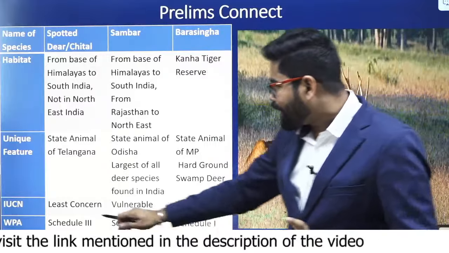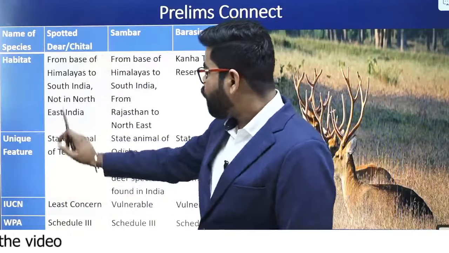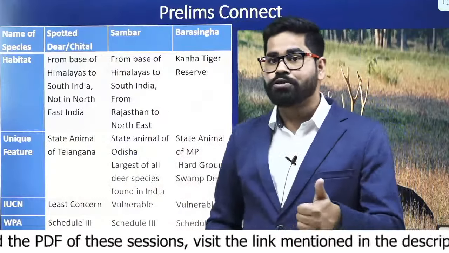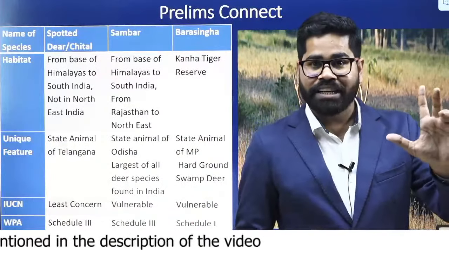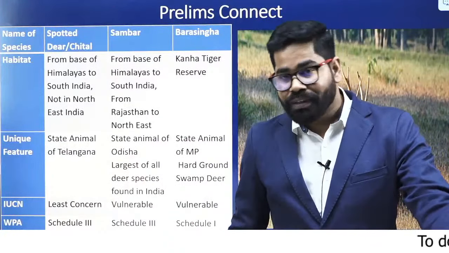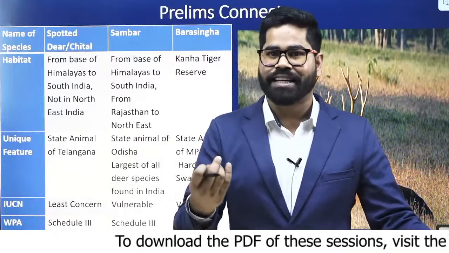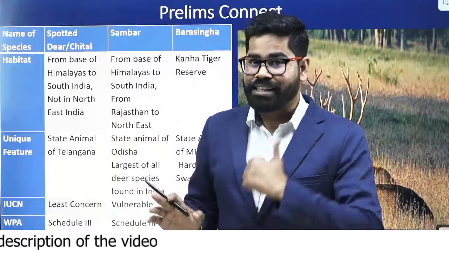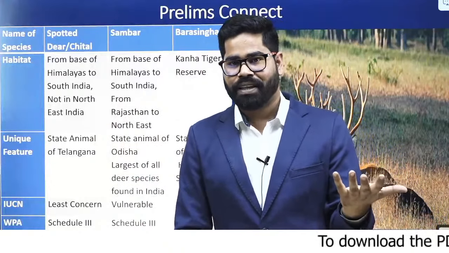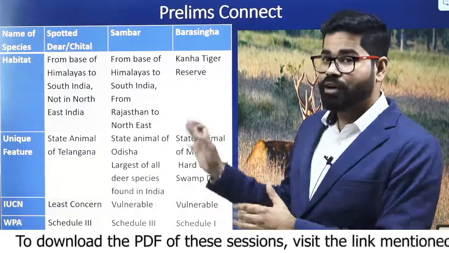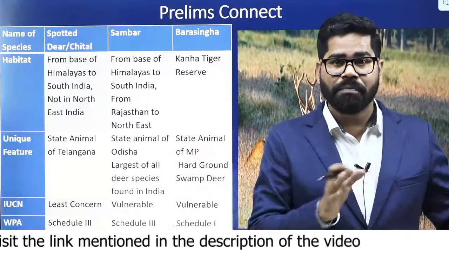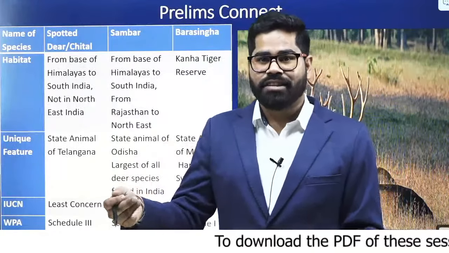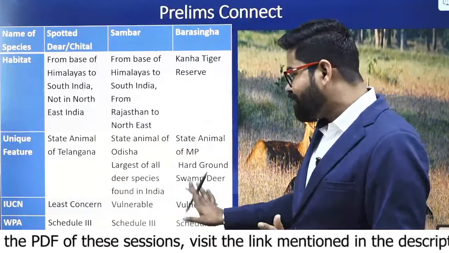When you look at its IUCN status, see this spotted deer, it is least concern. Sambar is vulnerable. And Barasingha is also vulnerable. Now see, earlier Barasingha was endangered. Now with conservation efforts, the number of Barasingha has increased. It is around 800 or more than that. So now this Barasingha is in the vulnerable category in the IUCN Red List. Earlier the population of Barasingha was very low. At some point of time, it was even lower than 100 in number. But now its population has increased. Now it is more than 800. So it is again in the vulnerable category.